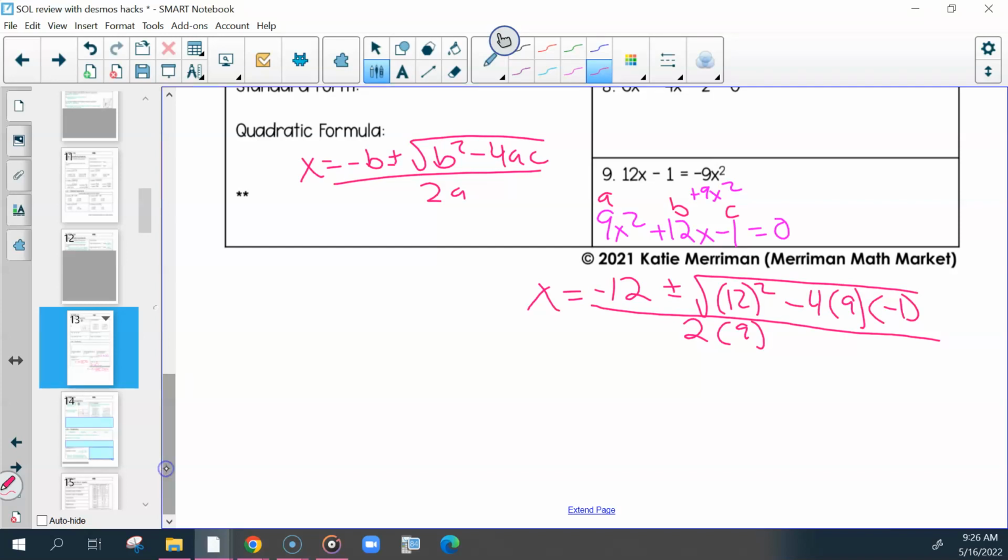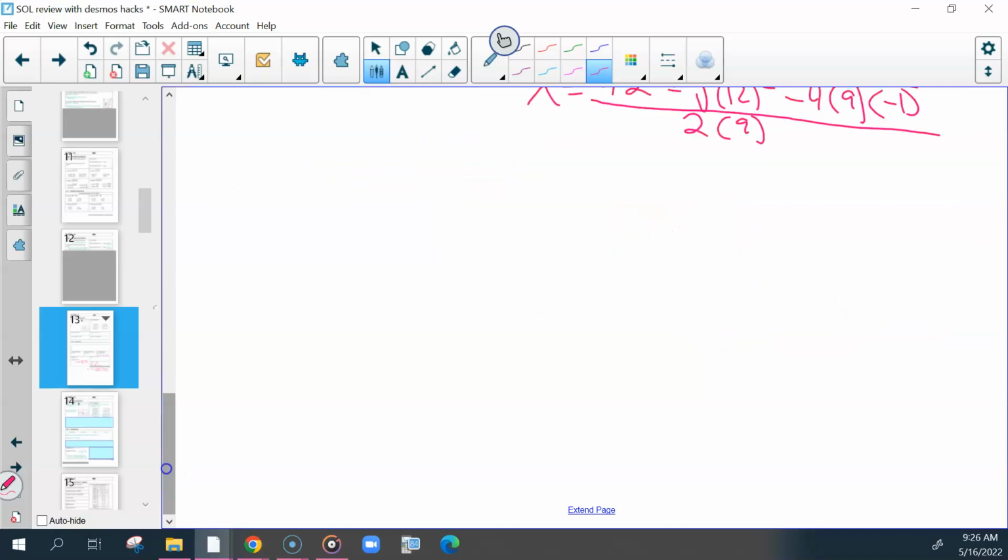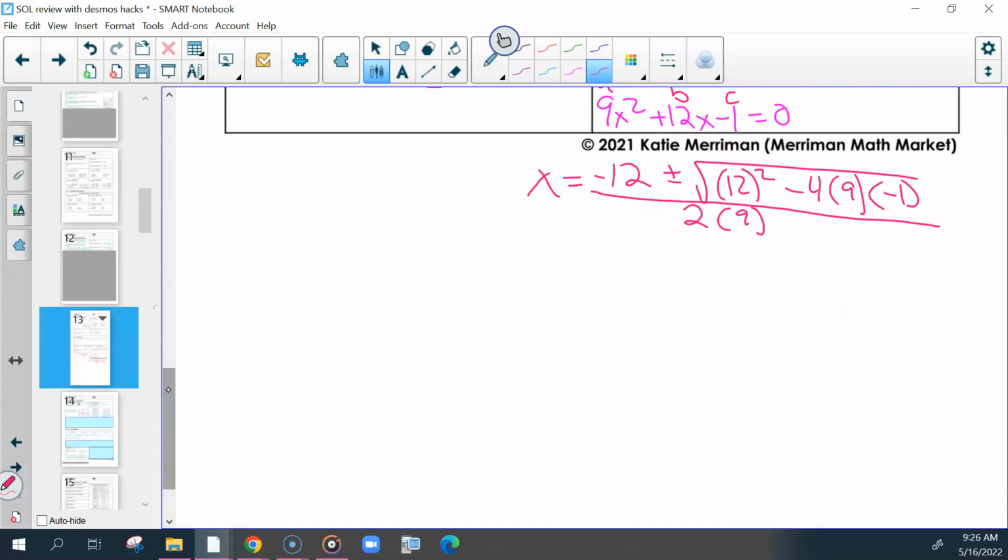That's horribly annoying. Darn. We're not done with this either. Oh, that's mine. Why did I start writing it? So then we have to start simplifying this.